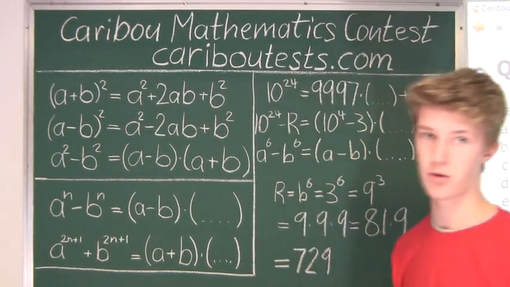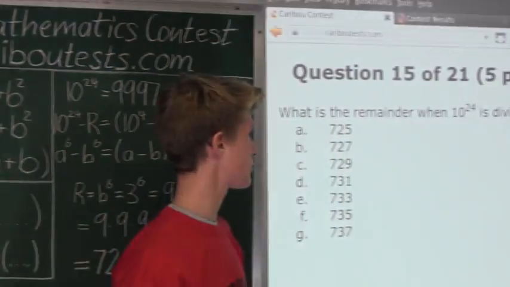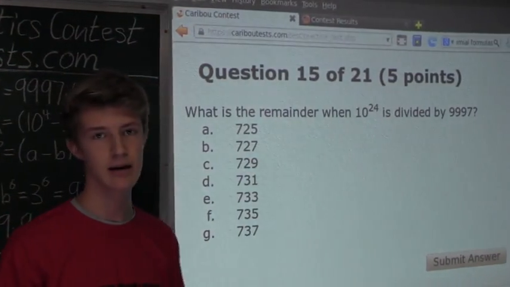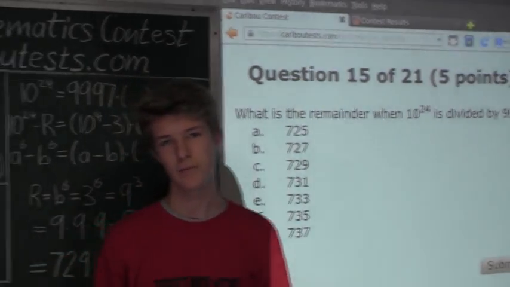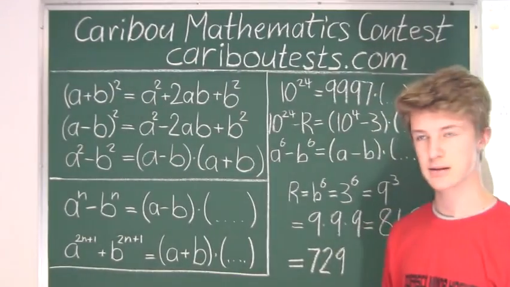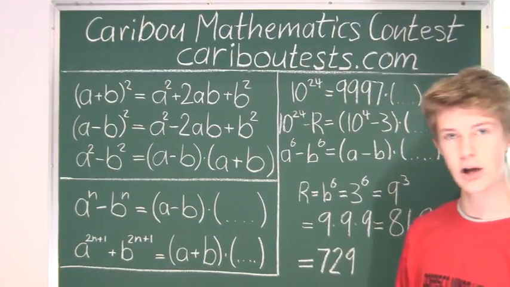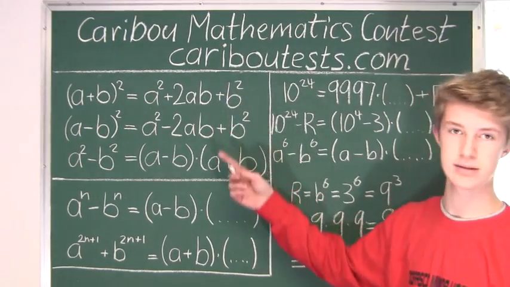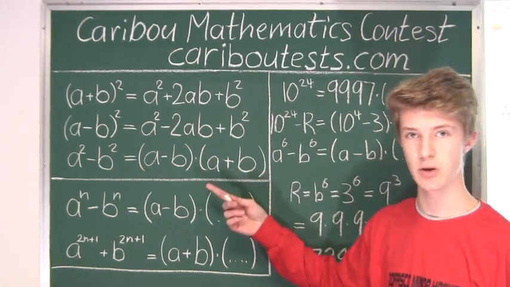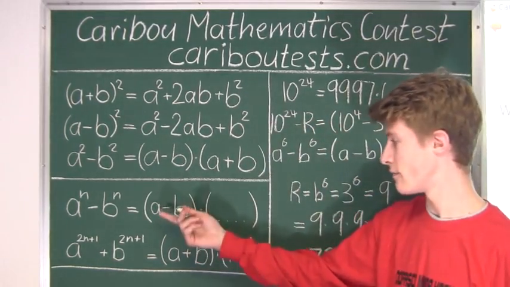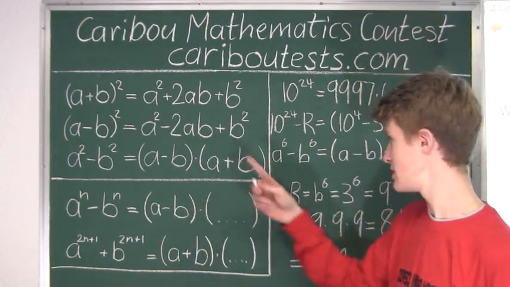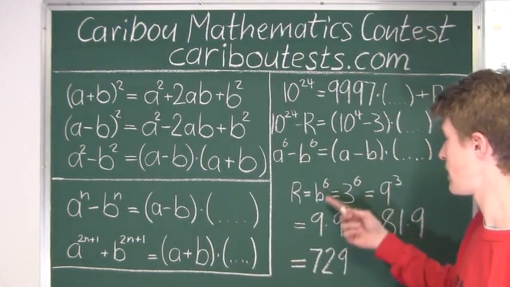Okay, so we know that the remainder, when 10 to the power of 24 is divided by 9,997, would be 729. Now, the key to solving this problem is knowing the binomial formulas well enough to spot that similarity between this equation up here and one of the binomial formulas to proceed by substituting values and then in the end find the remainder.